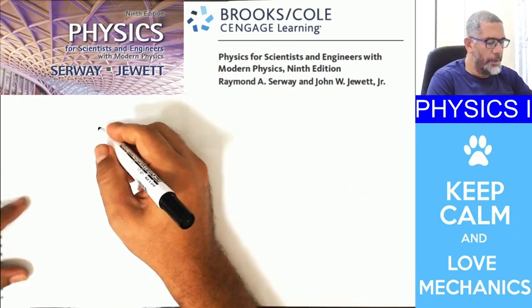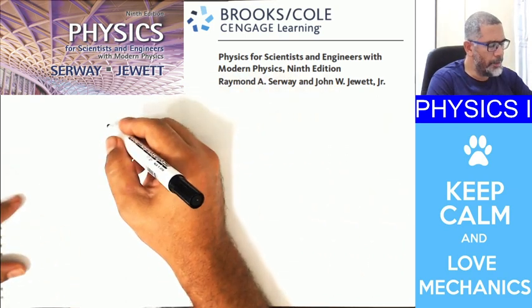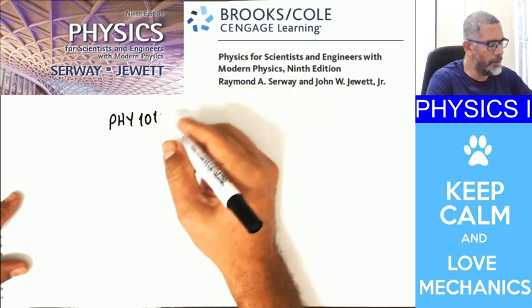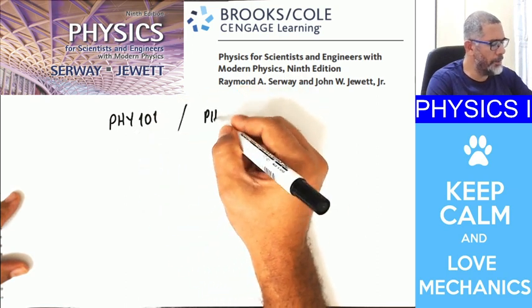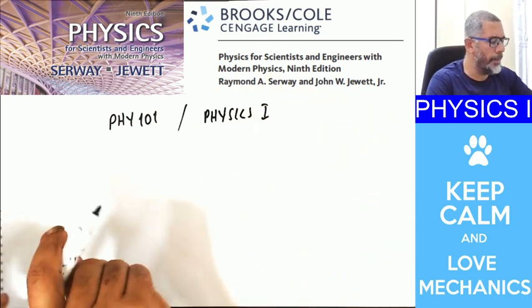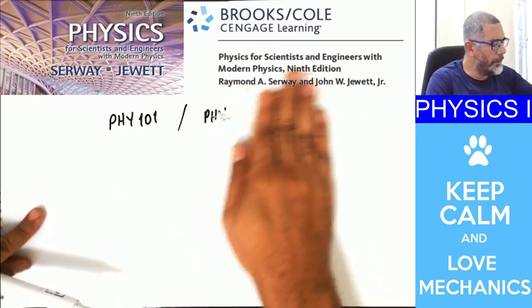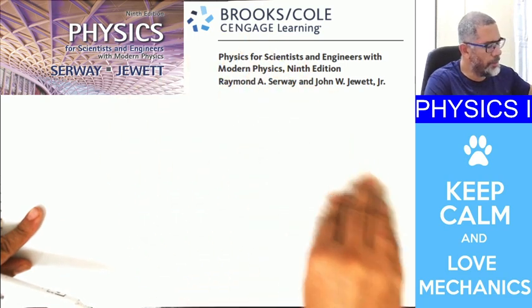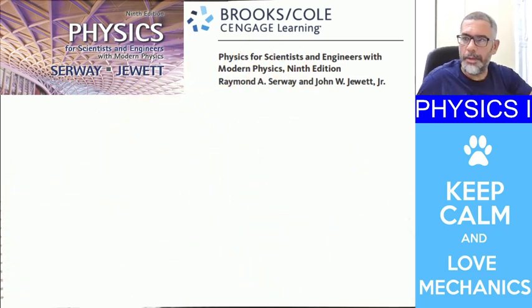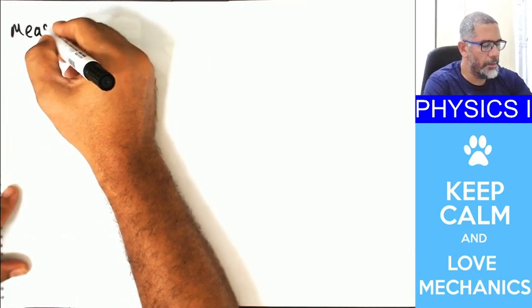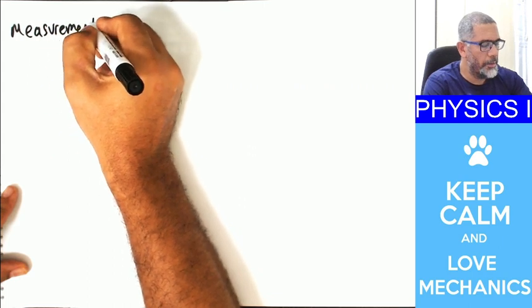By the way, your physics course code is PHY 101. This is your course code, and Physics 1 is the title of the course. So we will start with the first chapter and first unit, which is about measurements. Let me write down over here: measurements and units.